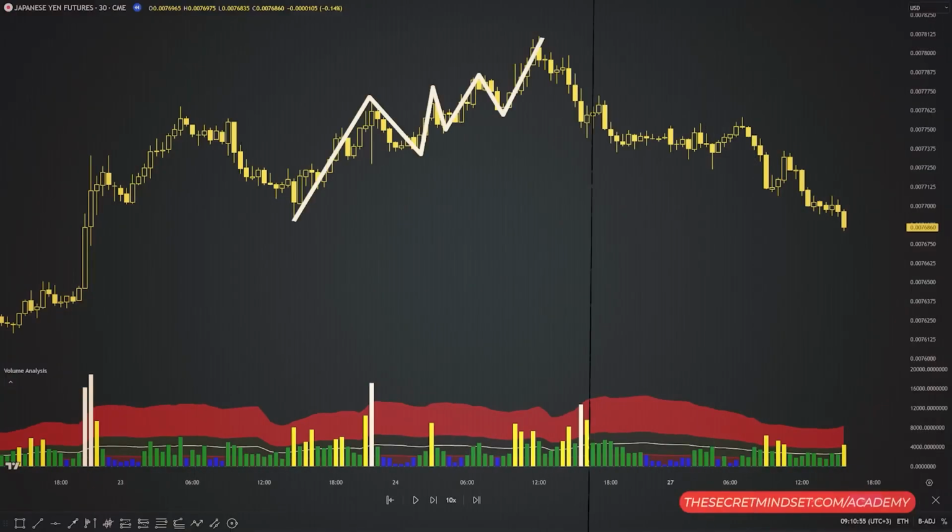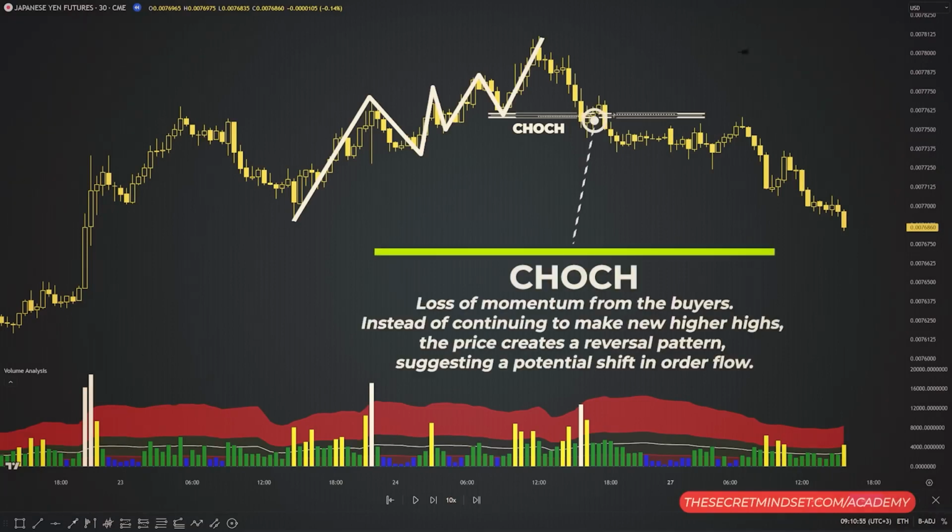Conversely, in an uptrend, with higher highs and higher lows, when a price breaks below a significant level, it forms a new lower low, indicating a potential trend reversal. From a price action perspective, this pattern indicates a loss of momentum from the buyers. Instead of continuing to make new higher highs, the price creates a reversal pattern, suggesting a potential shift in order flow.